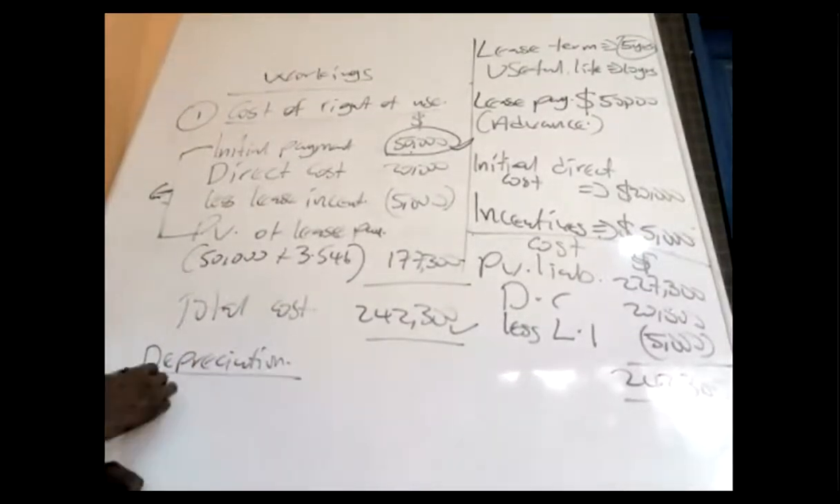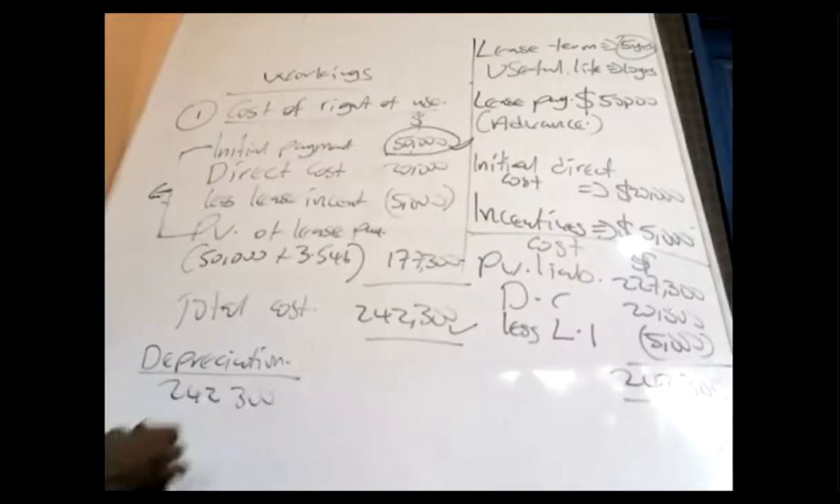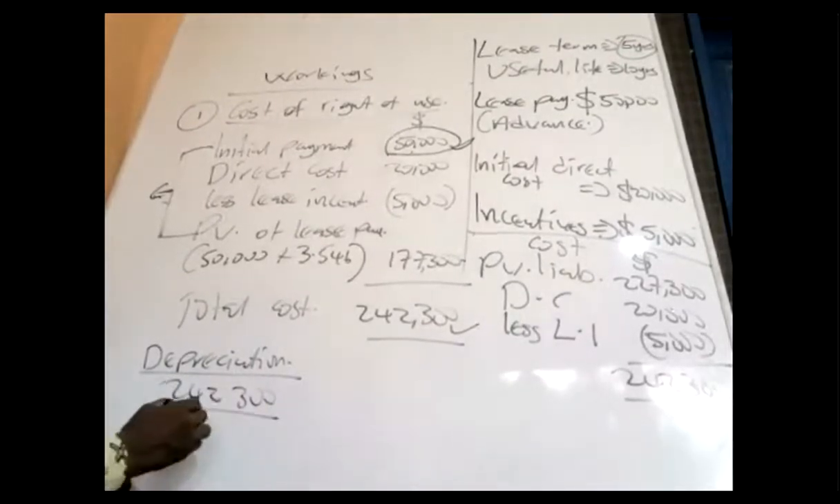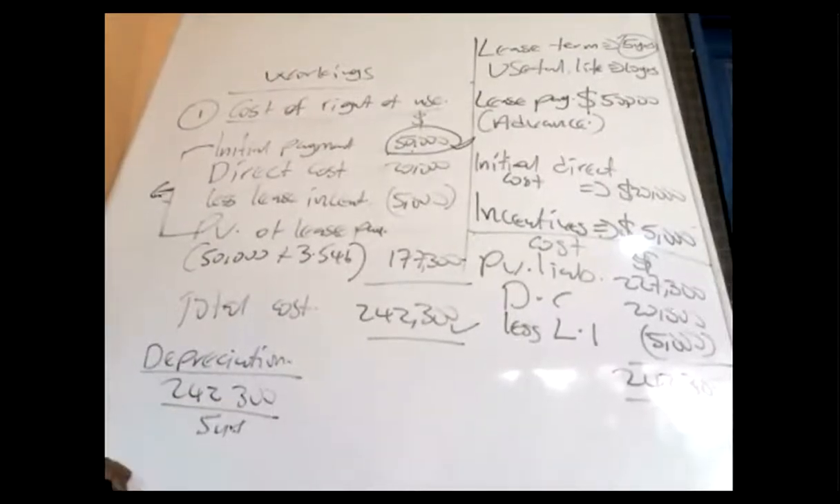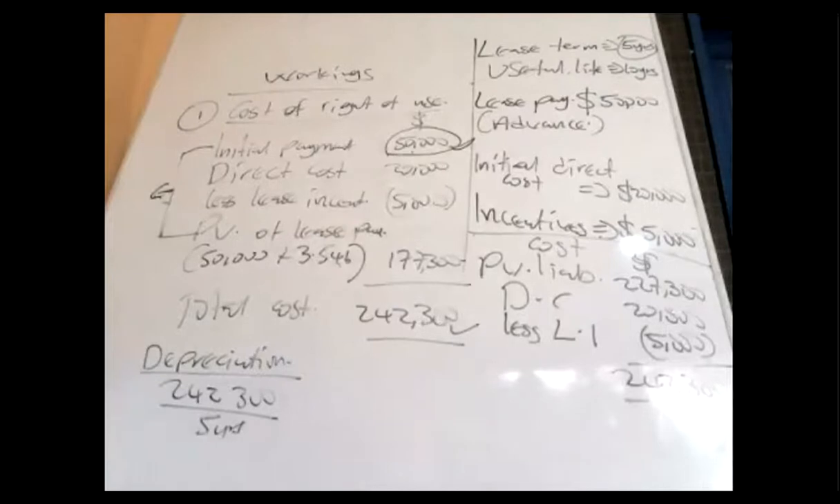The depreciation calculation will be 242,300 divided by what? Divided by 5 years, right? Is it not the useful life of the asset? Now, in accordance with IFRS, the asset should be depreciated over the shorter of the asset's useful life and the lease term. So compare the two and select the shorter. The lease term is 5 years. The asset useful life is what? 10 years. So we're going for 5 years, the shorter one.